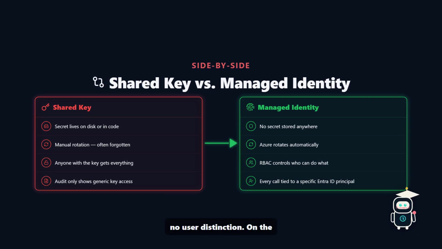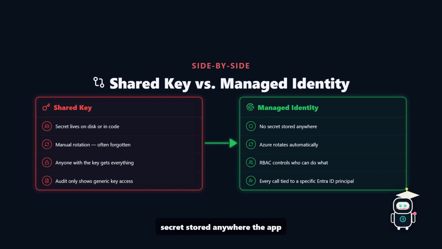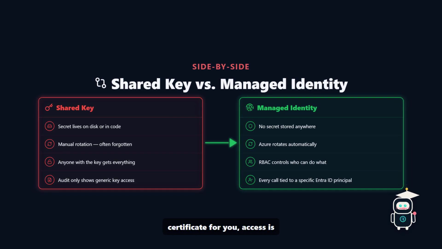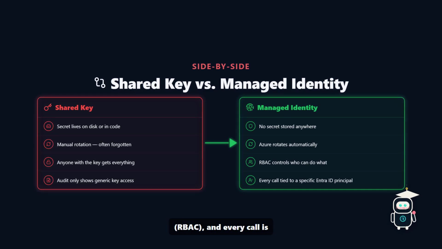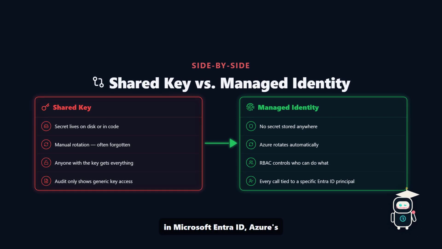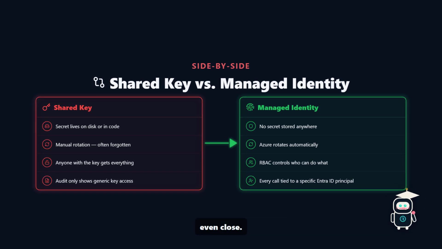On the right, a managed identity. No secret stored anywhere the app can touch. Azure rotates the certificate for you. Access is controlled by role-based access control, RBAC, and every call is tied to a specific identity in Microsoft Entra ID, Azure's identity platform. The choice isn't even close.